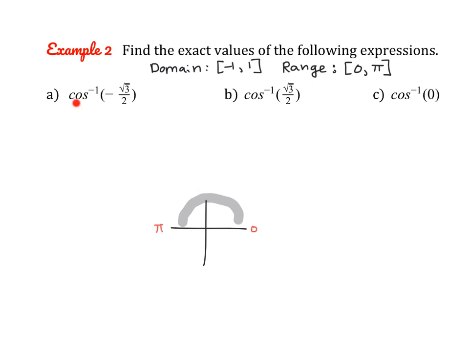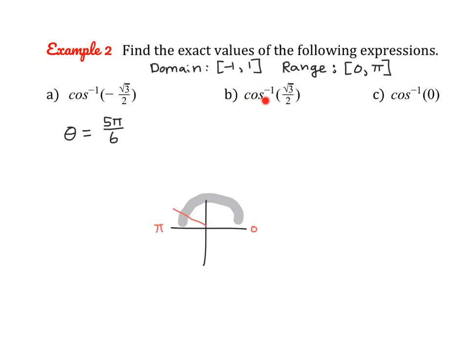Okay, for the first one, the arc cosine of negative root 3 over 2. Since it is a negative value, I know that I am going to need to be in quadrant 2 to adjust for that. Cosine is negative in quadrant 2. And then my reference angle would be pi over 6, so that means that this must be 5 pi over 6.